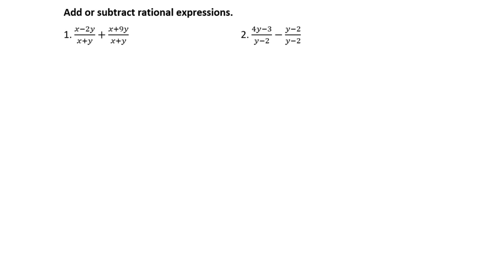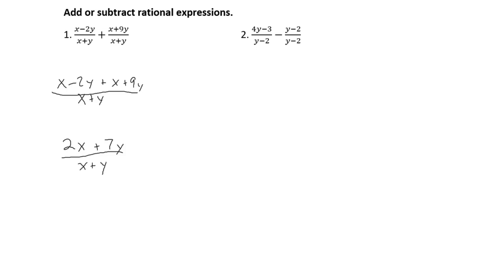Okay, so we're going to add fractions, and the first thing we need to do is make sure we have a common denominator. In both these examples, they have common denominators. So then it's just going to become x plus y over x minus 2y plus x plus 9y. And so that will give us 2x plus 7y over x plus y. Okay, let's look at another one.